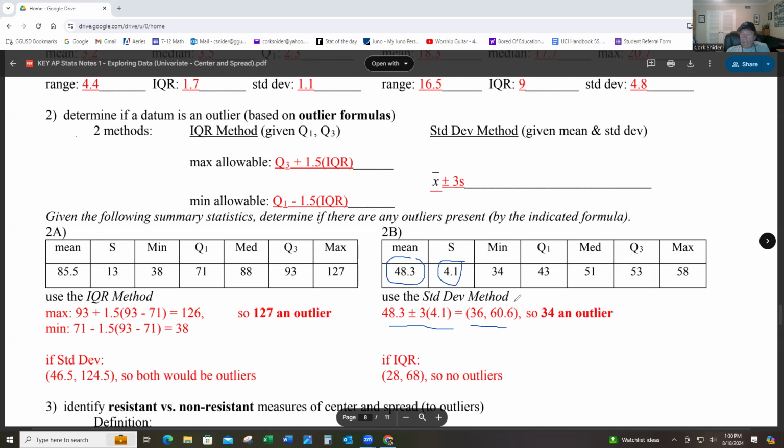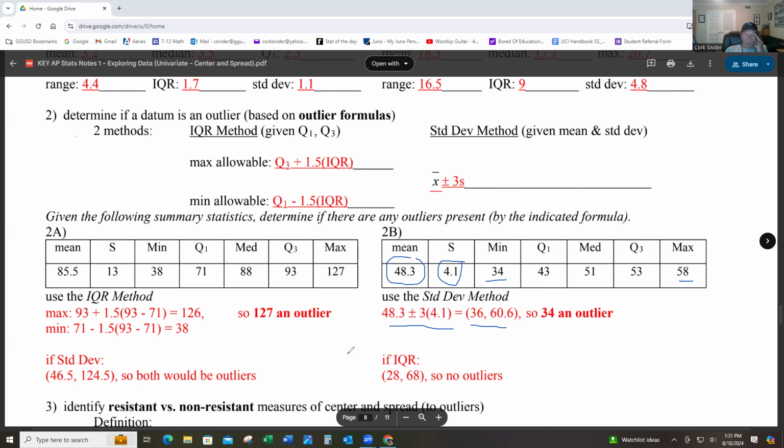So 36 is above 34. So the minimum is an outlier. And 60.6 is below this, so this is not an outlier. So again, don't say there is one outlier. Say there is at least one outlier, the minimum. There could be multiple 34s or there might be a 35 in there. We don't know. So make sure you don't just say there's one, there's at least one.